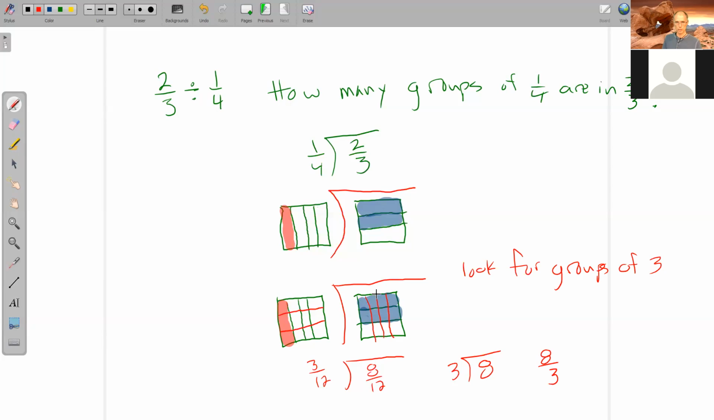So let's see, 1, 2, 3, there's a group of 3. 1, 2, 3, there's a second group of 3, and then I have 2 left over. So then I found there are 2 and 2/3 groups. And so that's another version of the answer there. Questions?